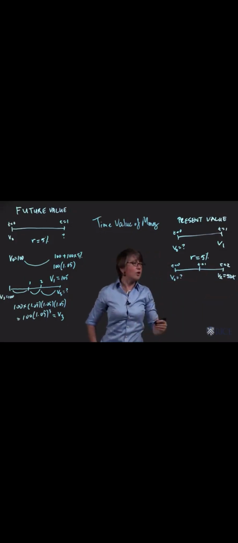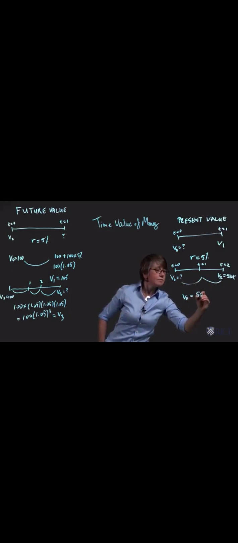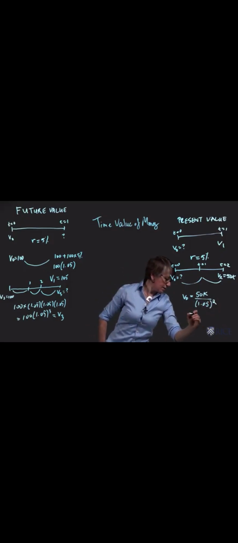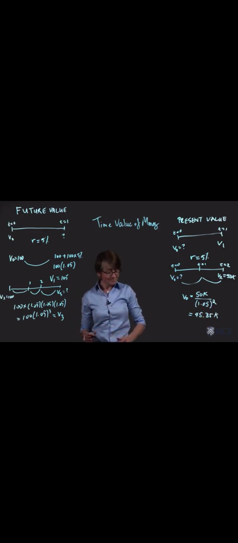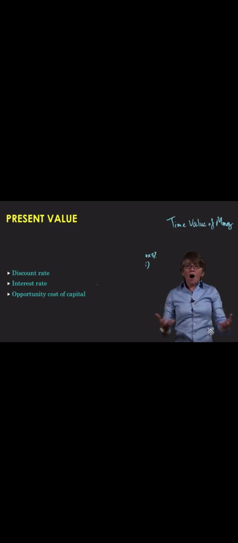Well, what am I going to do? I'm going to discount it. Discounted for 2 periods. And that's going to give me 45.35K. In other words, a little over $45,000. Okay? I should also mention that in all these present value, future value calculations, the R that we use represents the discount rate, interest rate, opportunity cost of capital, and I use these all interchangeably.